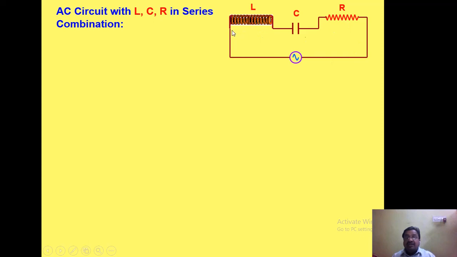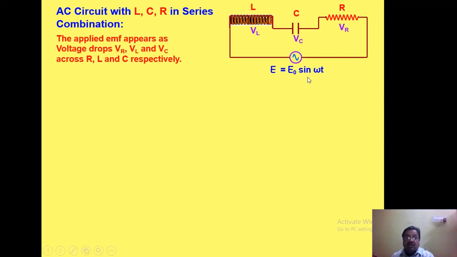Across LCR is connected your source of EMF given by E equal to E0 sin omega t. E0 is the peak value of the EMF, omega is the angular frequency. So EMF applied here is alternating in nature, and the applied EMF appears as voltage drops across the resistance, inductance and capacitance.